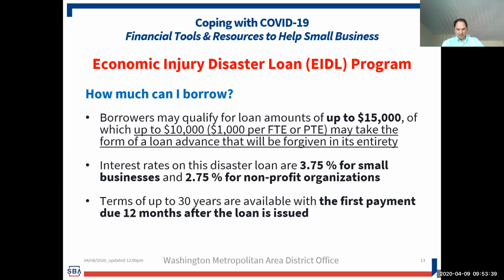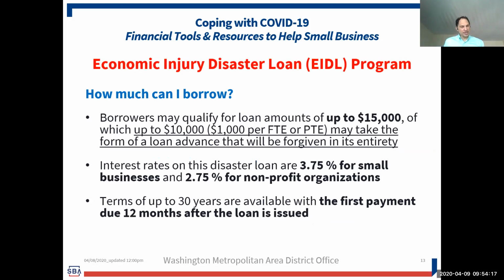So let's see here. How much can you borrow? All right. So right now, borrowers can qualify for loan amounts of up to $15,000, of which up to $10,000, or $1,000 per full-time or part-time employee, is a loan advance. So if you have employees, you can get $1,000 per full-time or part-time employee. It's a loan advance and it's forgiven entirely. It's yours, free and clear. And it's a total of $15,000 right now, and there will be opportunity to do more.